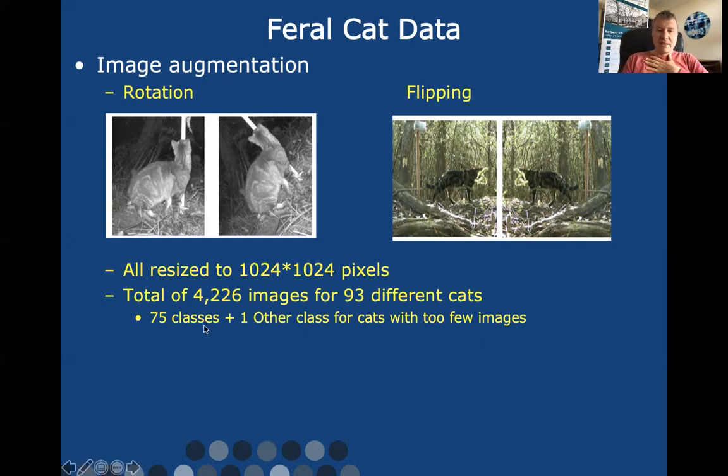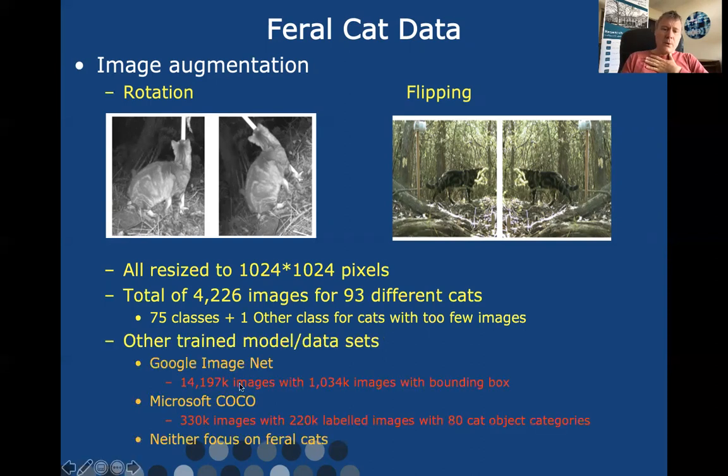So we had 76 separate classes: 75 unique cats and 1 bucket for all the other cats that we couldn't identify because we didn't have enough data. We utilized other data sets when training the model. So Google ImageNet and Microsoft COCO are large databases of thousands of images which have been annotated, but neither of them focused on feral cats.